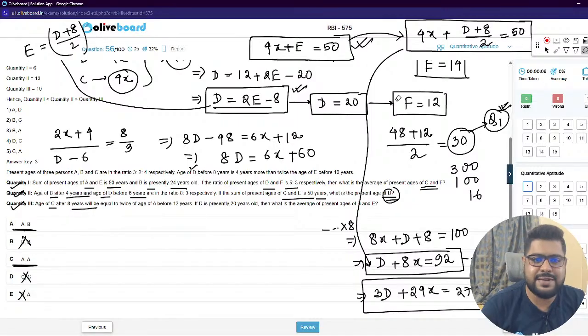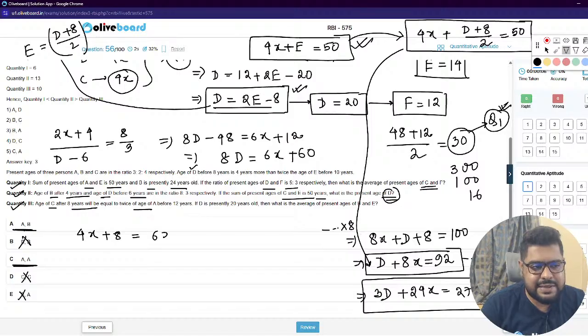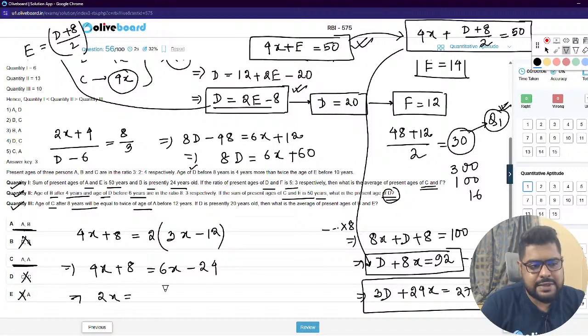Age of C was 4x, sir. Age of C after 8 years, 4x plus 8 will be equal to twice of A. Twice of A meaning, sir, that is 3x. Twice of 3x meaning 6x. Twice of A's age before 12 years. This is given. So if you calculate, 4x plus 8 is equal to 6x minus 24. So 2x is equal to 32, x becomes 16.